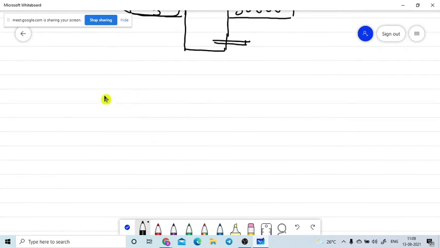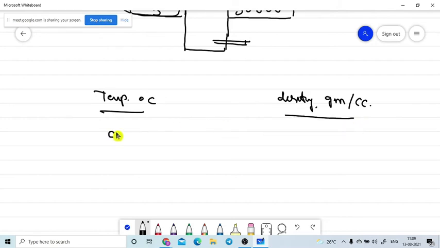I am taking the readings measured by Hope from 0 degrees centigrade to at least 10 degrees Celsius. These are the values measured by Hope. I am taking the temperature in degrees Celsius and the density of the water in gram per centimeter cube; cc means centimeter cube. At 0 degrees Celsius, Hope observed the density of the water to be 0.99987 gram per cc.